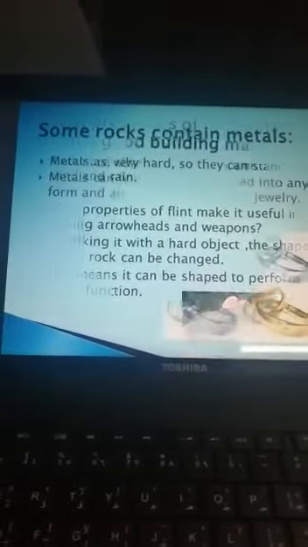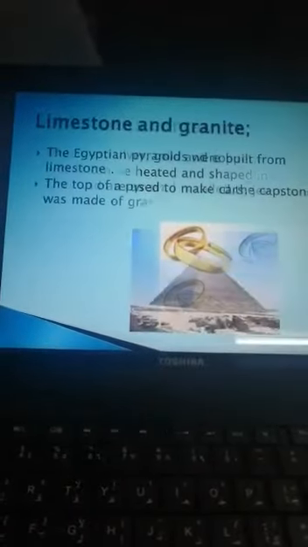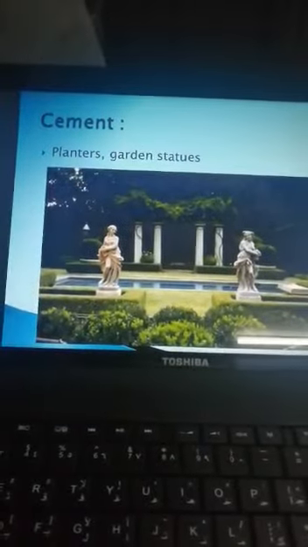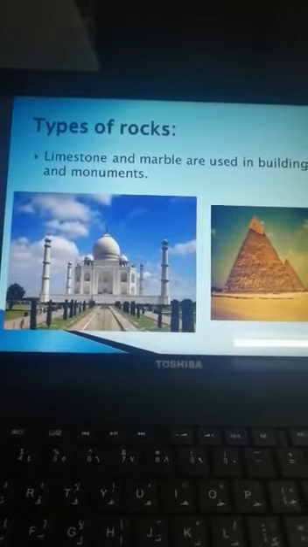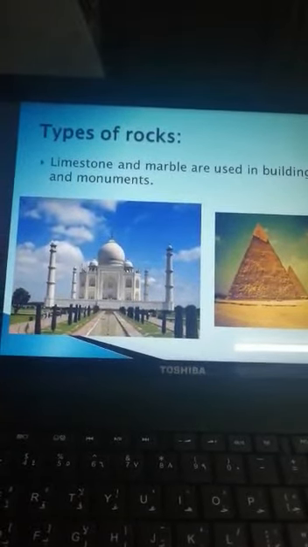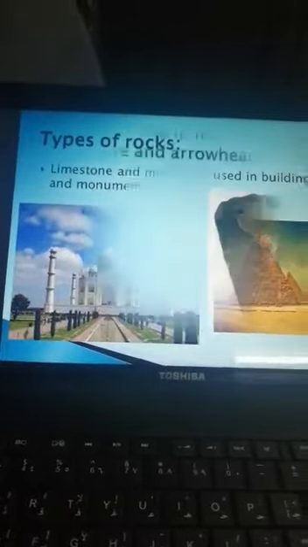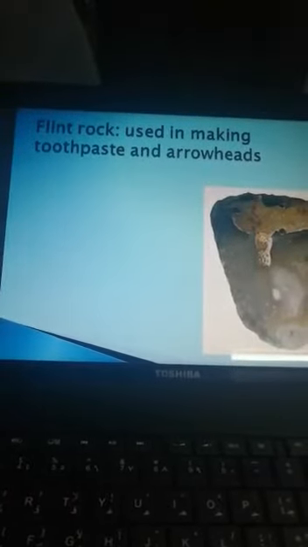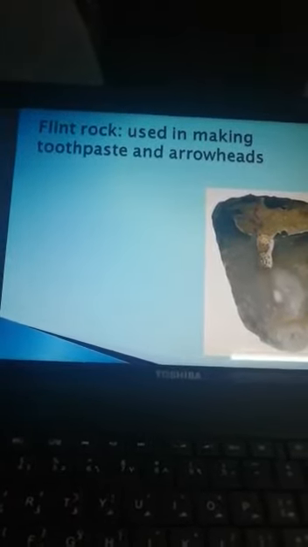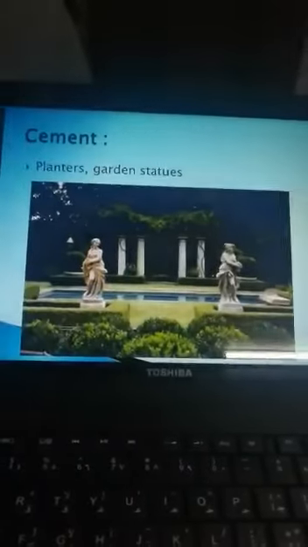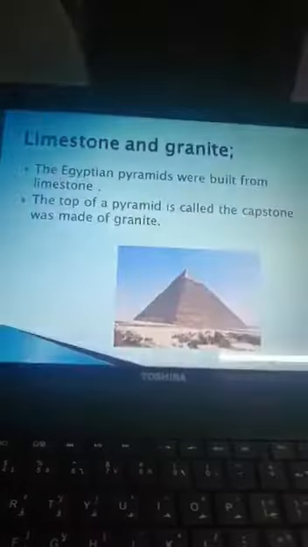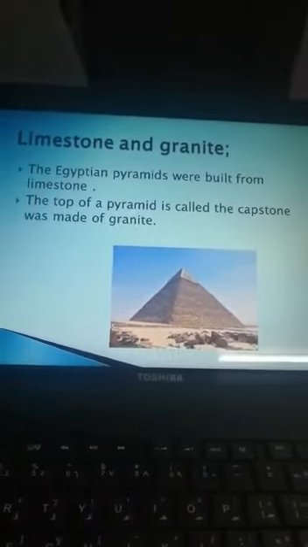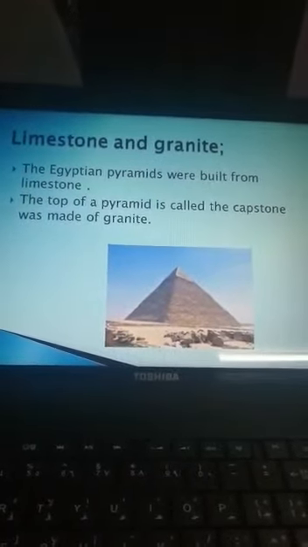So in this session we talked about the uses of rocks, and we talked about some types of rocks. Limestone and marble are used in buildings and monuments. Flint rock is used in making toothpaste, arrowheads, and weapons. Cement is used in garden statues. Limestone and granite, and we know the difference between them.